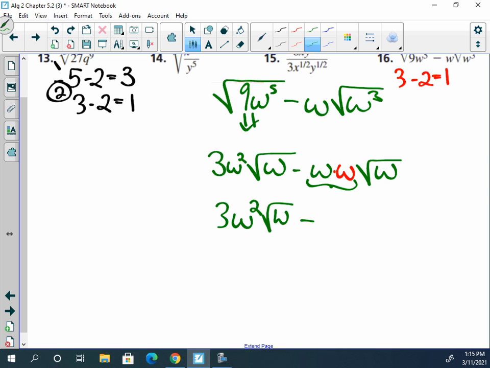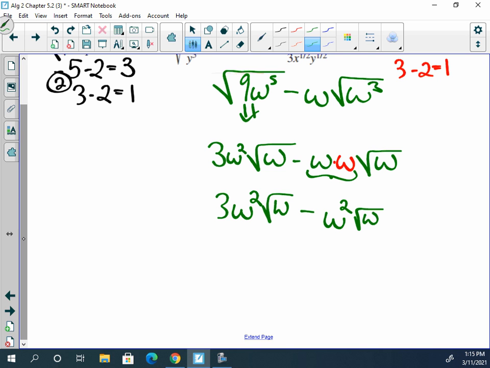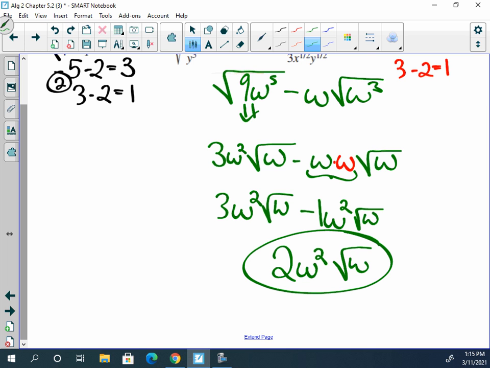Minus, well here, w times w would be w squared. Now 3w squared times the square root of w minus w squared times the square root of w would be 3 minus 1. 3 minus 1 is 2. W squared times the square root of w. And that'd be it. It would be our answer.